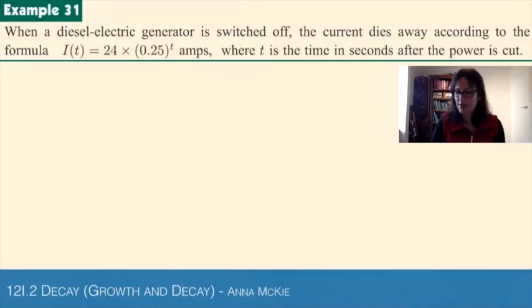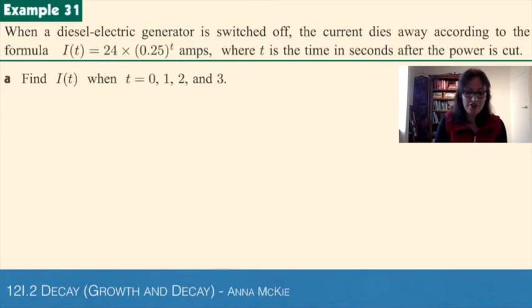So let's do one example ourselves. When a diesel electric generator is switched off, the current dies away according to the formula of this, where t is the time in seconds after the power is cut. First of all, we're asked to find I of t when t is these values. Connecting it to what we've done before, looking at this multiplier here, what's it being reduced by per each t, so each second? If it's 0.25, is it a reduction of 25%? It's not actually, it's the complement of that. It's 75% per second that it's being reduced by.